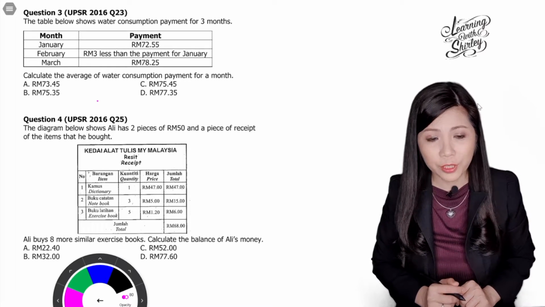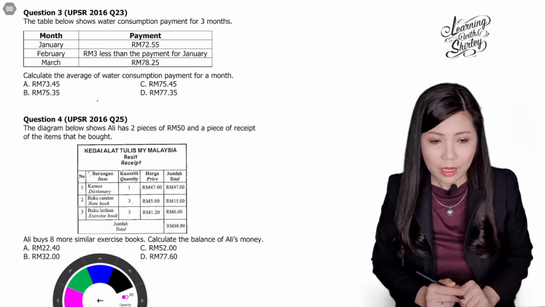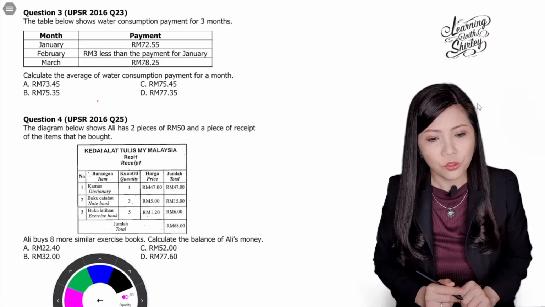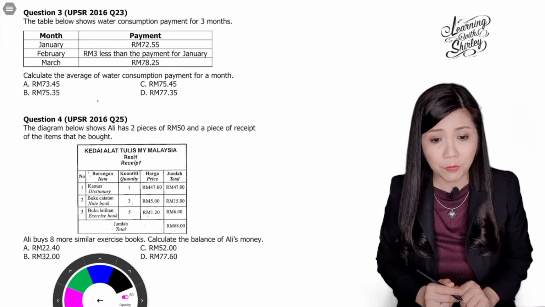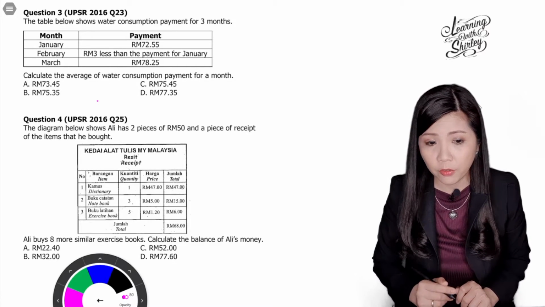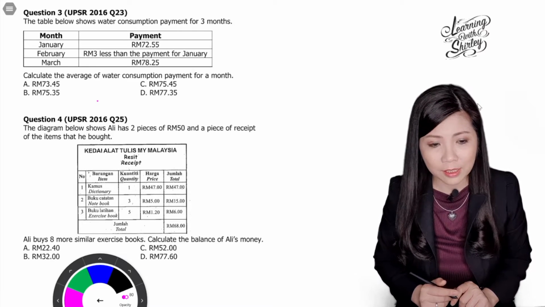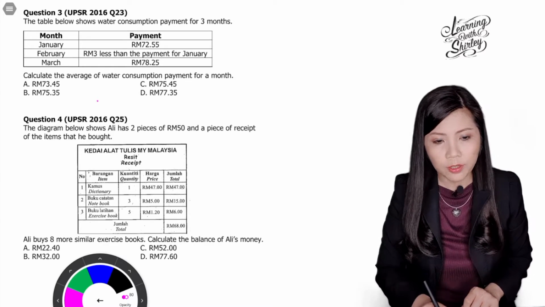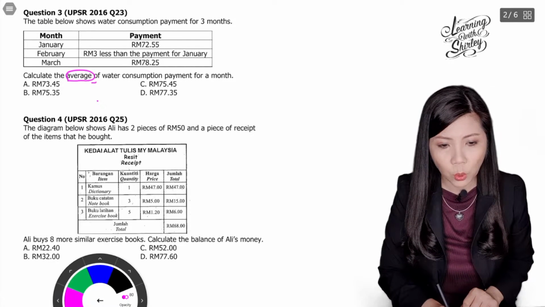Let's look at question number 3. This is in UPSR 2016, question number 23. The table below shows water consumption payment for 3 months. January is 72 ringgit 55 cents, February is 3 ringgit less than the payment for January, which means we have to use January minus 3 ringgit. And March is 78 ringgit and 25 cents. Calculate the average of water consumption payment for a month. For this question, the keyword is average. So what is average? Average is total divided by number of data.